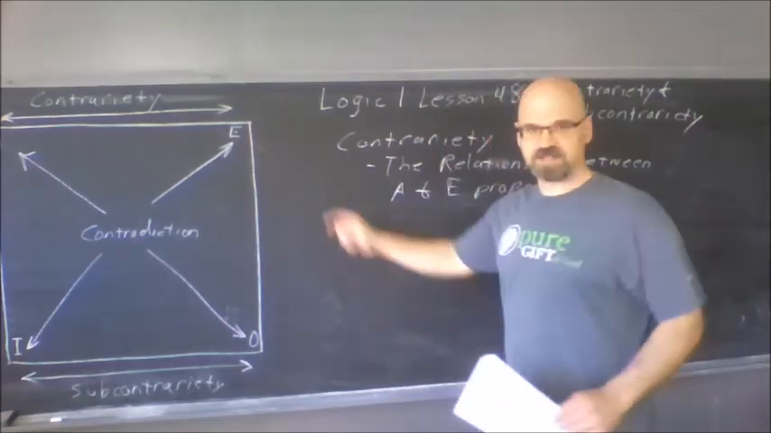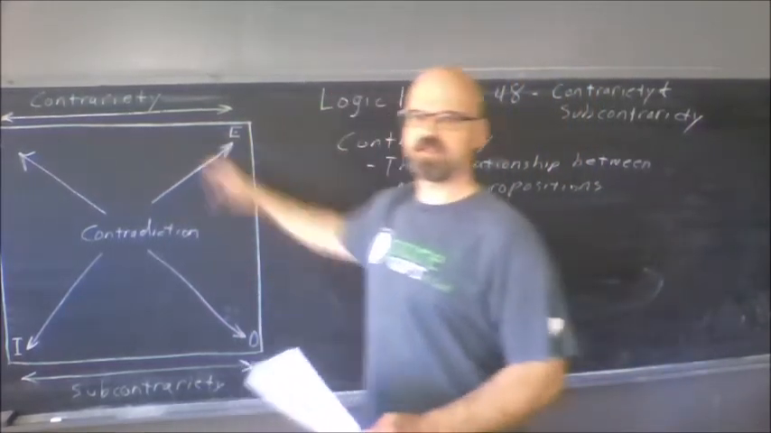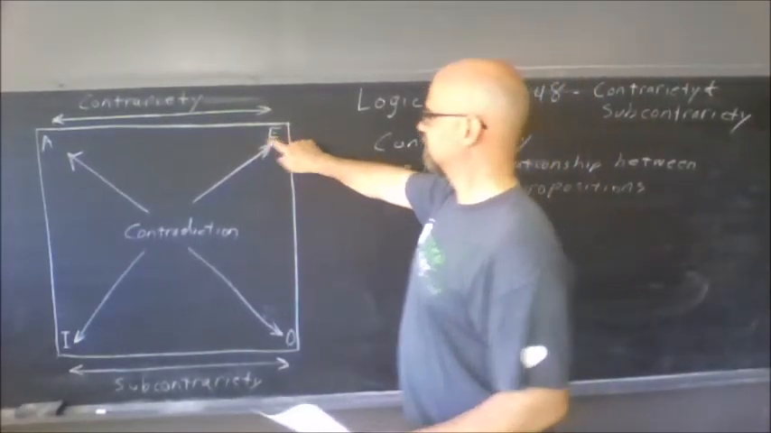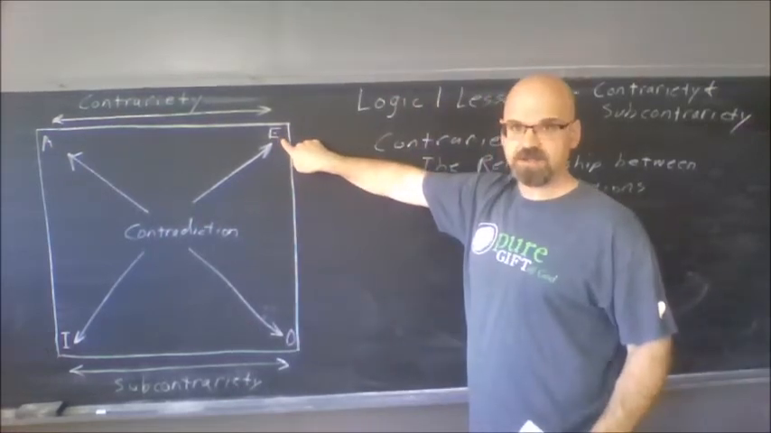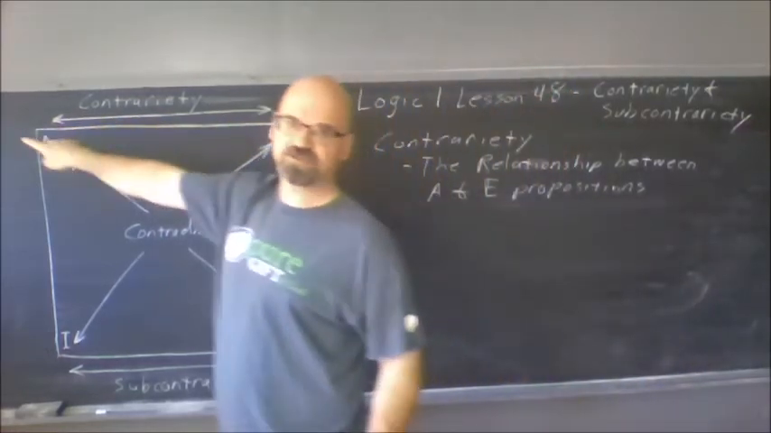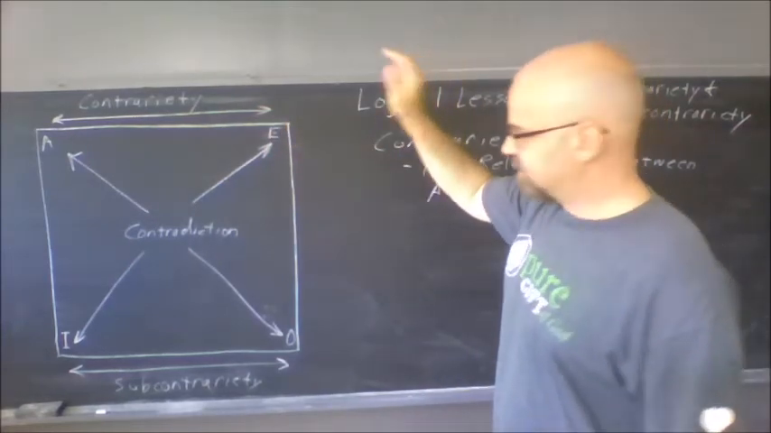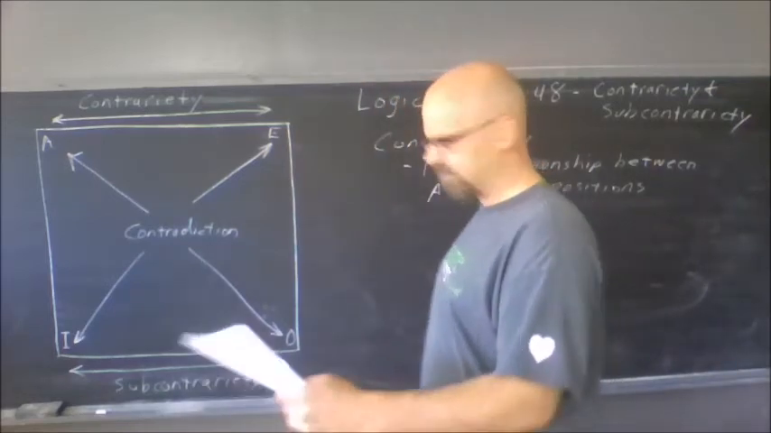So if we take a look at the square of opposition, you have A and E. Let me move my camera a bit there so you can see. You have A and E statements at the top. So that's why this is contrariety. Okay? It's a relationship between E and A statements.